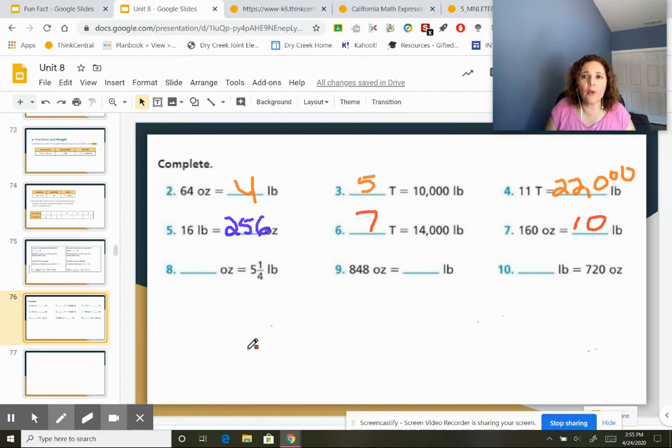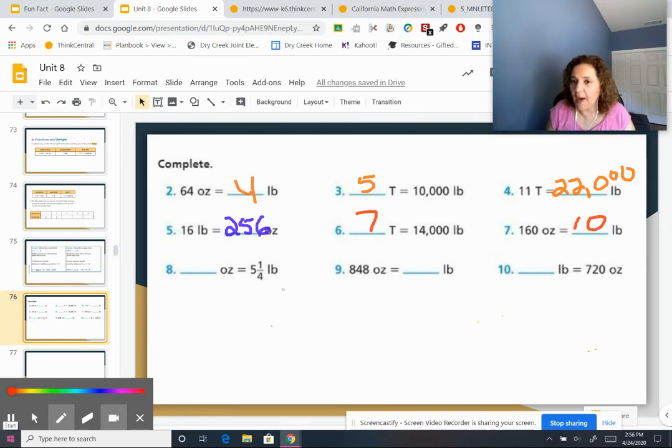Okay. Let's do number 8 together because this one has a fraction. So let's walk through this one because this one may be a little bit trickier if we've forgotten how to multiply by fractions. So first of all, I know I'm going from pounds to ounces. So I know a pound is more than an ounce. So I know I'm going from a bigger unit to a smaller unit. So I need to multiply. So go ahead and write down your multiplication problem. You're going to write down 5 1/4 times 16. Pause the video and write that down, and I'm going to do the same thing.